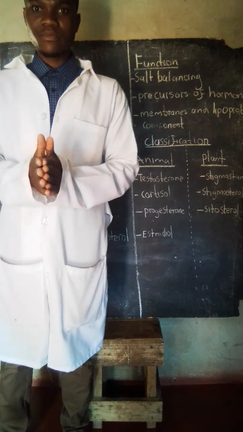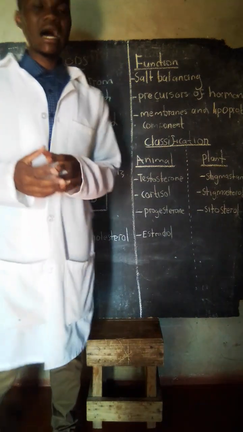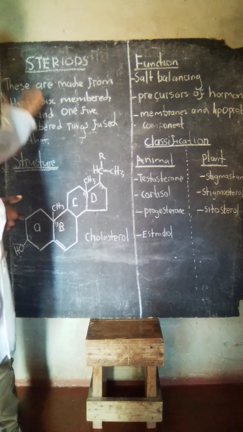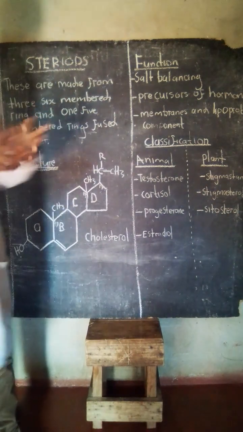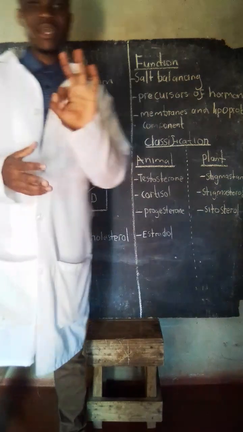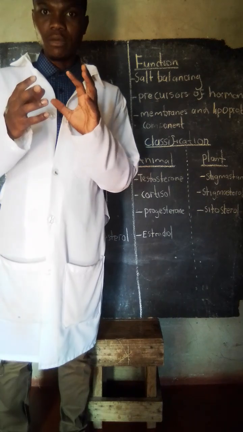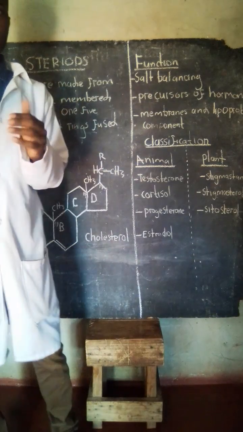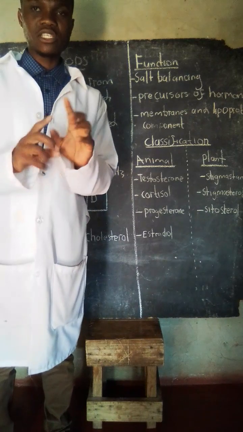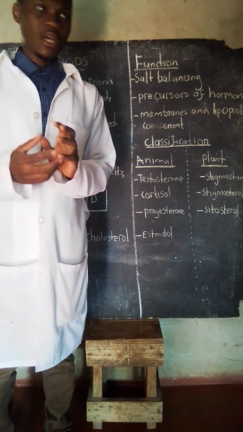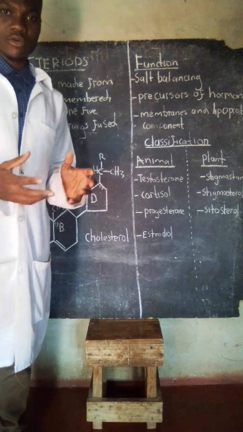Steroids, ladies and gentlemen, are lipids that are made from 3 six-membered rings and 1 five-membered ring fused together. So it is made up of 4 organic rings, of which 3 are six-membered and 1 is a five-membered ring. So let us look at the structure of steroids in general.